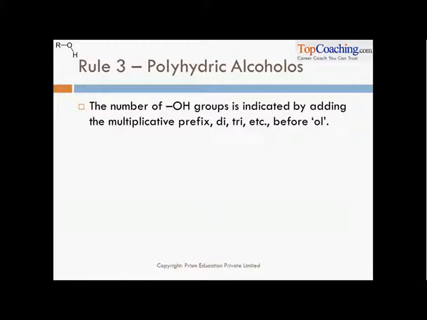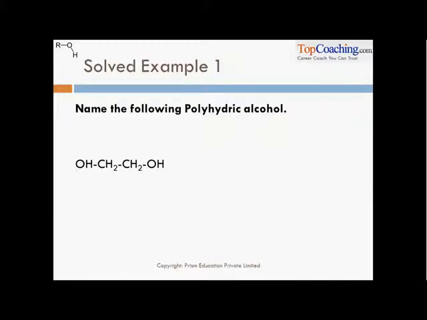Now we come to the polyhydric alcohols. First and foremost, what are polyhydric alcohols? Alcohols containing more than one hydroxy group are known as polyhydric alcohols. The number of these OH groups is indicated by adding the prefix di, tri, etc. Because let us say we have a propanol, so we just have one hydroxy group. Now if I have one more OH group attached to the second position, I have two hydroxy groups, which is called a polyhydric alcohol.